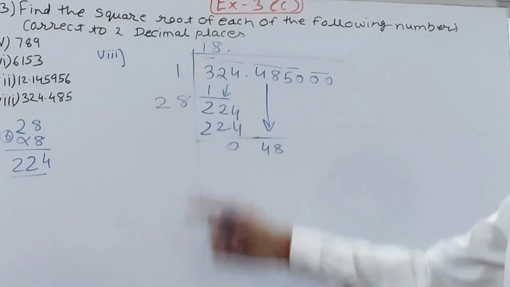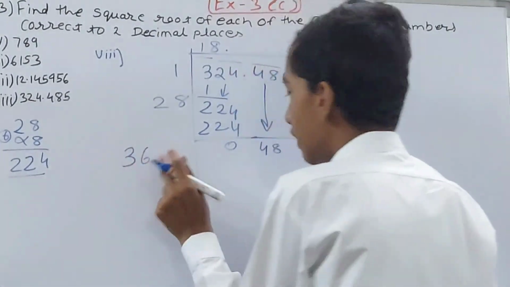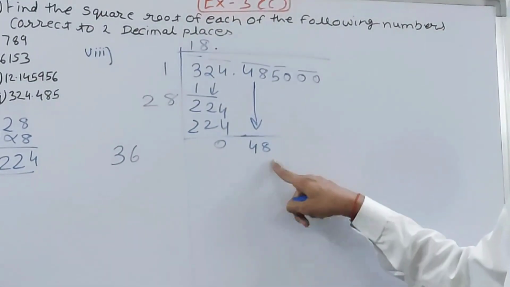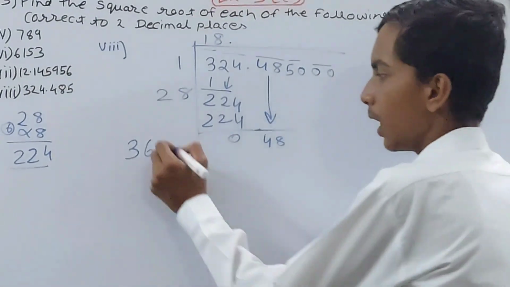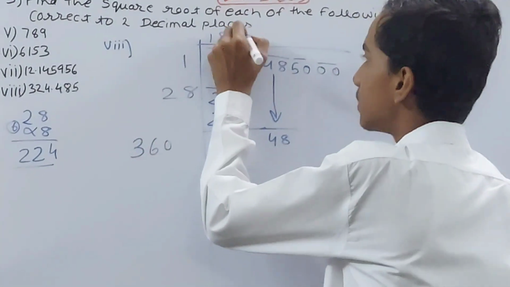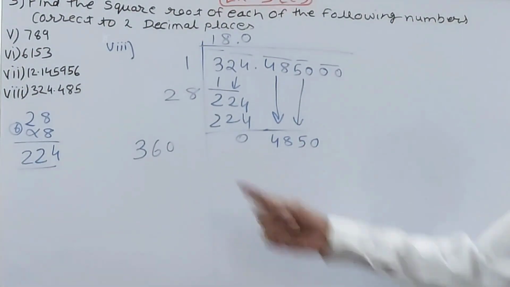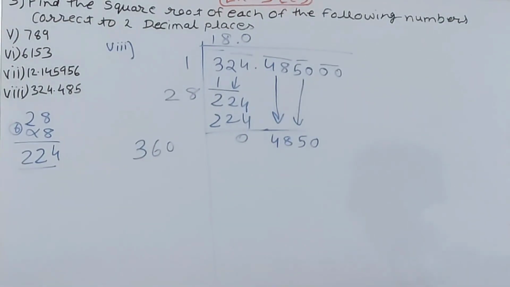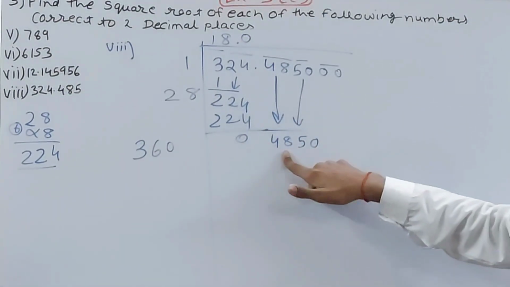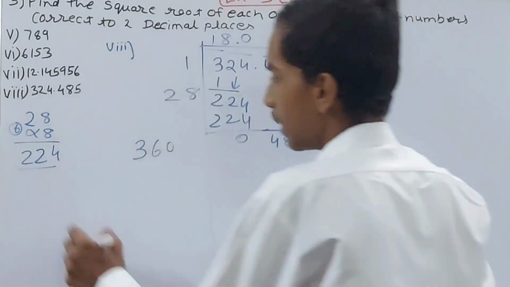Double of 18. Double of 18 is 36. You can clearly see we have 36 and 48 here. Any number I'll take will be more than 48. So what I'll do? Add 1 0 here, add 1 0 here, bring down 50, 360, 4850. Now see, 36 here, 48 here. One time it will go, right? So let us take 1 only, just for our convenience.